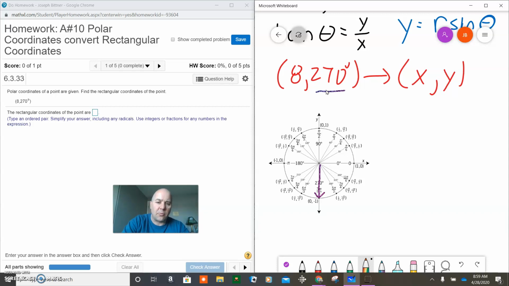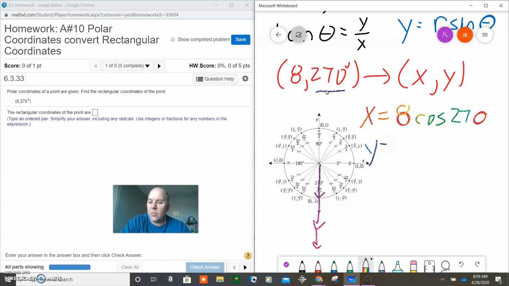So it really has a radius of 8. My unit circle already has a radius of 1, and that's what we always assume the unit circle to be, radius of 1. We just have to extend this out 8 times. So if you look at the way this is going, I can go back and use my formulas here. X equals 8 times cosine of 270. Y equals 8 sine of 270.